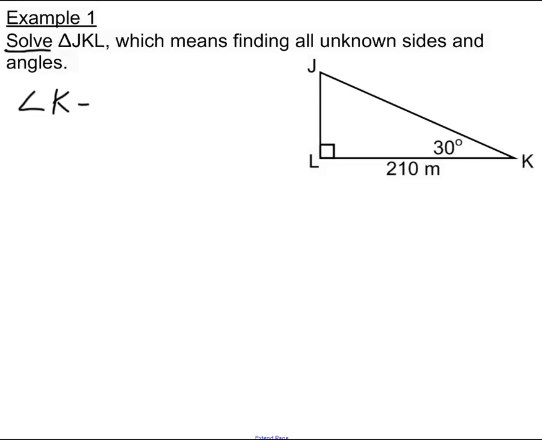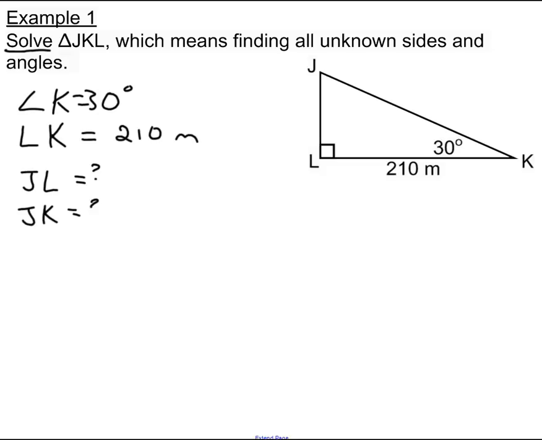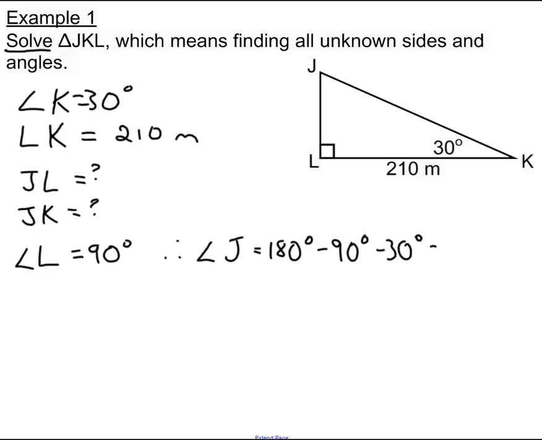So we can write that down. Angle K is 30 degrees. Side LK has a length of 210 meters. And if we were to solve for everything else, well, there's JL, which is not known. There is JK, which is not known. And then, of course, there's angle L, which is 90. That's known. So actually from that, we should be able to say that angle J would be 180 degrees, subtract the other two, which would leave us with 60 degrees. So that's part of the solution right there already figured out. That gives us all of the angles in the triangle.